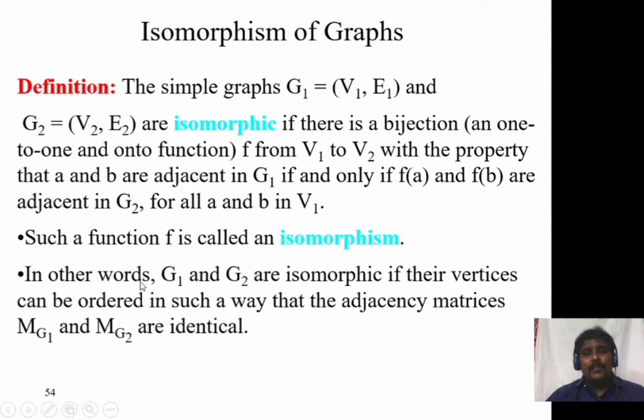In other words, we can say that G1 and G2 are isomorphic if their vertices can be ordered in such a way that the adjacency matrices M_G1 and M_G2 are identical. Then only we can say that it is an isomorphic graph.